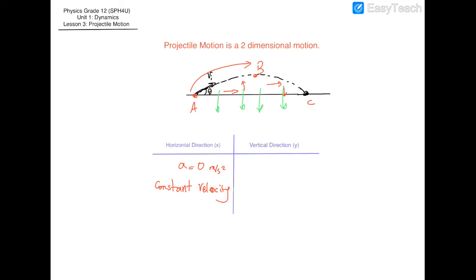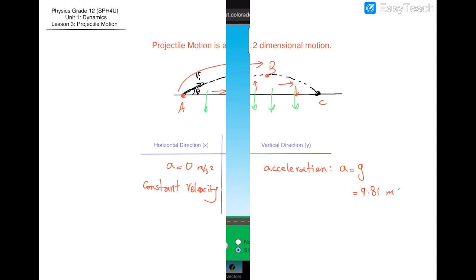In the vertical direction, though, we do have acceleration, and our acceleration is g, which is almost 9.8, or to be more exact, 9.81 meters per second squared.